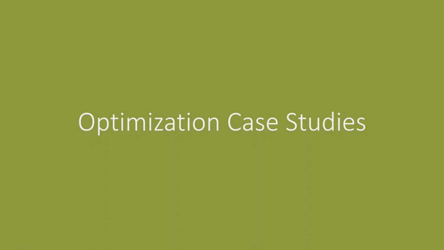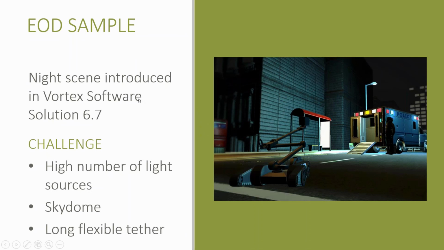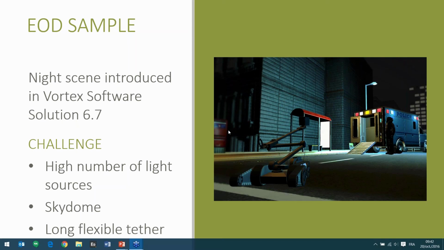So that closes the chapter on best practices. Now we're going to look at how we applied them to fix 3 different case studies where we had performance challenges. The first one is the EOD sample that I've shown really briefly a moment ago. We're going to look at what issues came about when we switched the scene to a nighttime scene. Specific challenges included the high number of light sources, the sky dome, and the tether on the EOD. So Marc-Alexandre, I'm going to hand over the controls to you for a quick overview of the sample.